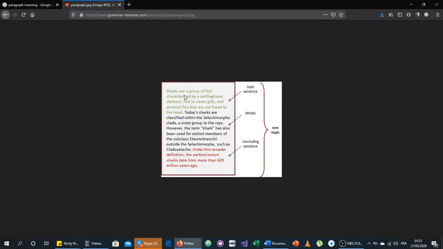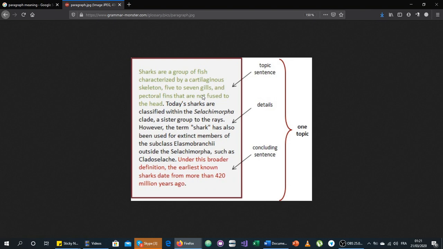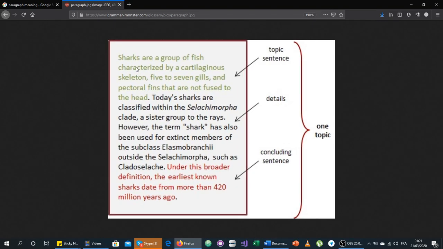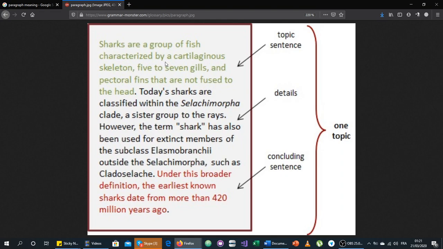Okay, so sharks are a group of fish characterized by a cartilaginous skeleton, 5 to 7 gills, and pectoral fins that are not fused to the head. So here we are talking about the topic sentence. What is the topic sentence? It is introducing the topic of the paragraph. What is the topic of the paragraph? It is going to talk about sharks, okay? You know what sharks are? It's a deadly type of fish. Sharks. Then we go to the details, which are the supporting sentences.